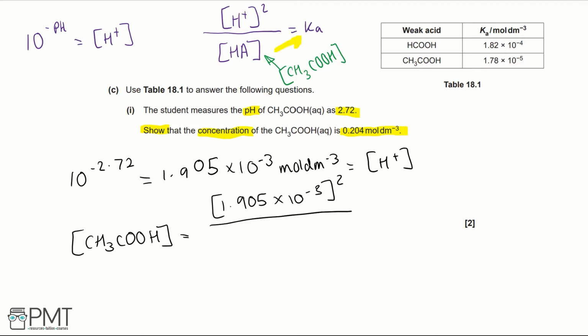So we've flipped these two around in our equation, and Ka we're given in table 18.1, so that's going to be 1.78 times 10 to the negative 5. So this equals 0.204 moles per decimeter cubed, which is what we should have gotten because we're told this is the concentration in the question, and we've effectively shown this in our working out. To get the 2 marks for this question, you get a mark for working out the concentration of H+, and a mark for working out the concentration of ethanoic acid correctly as 0.204 moles per decimeter cubed.